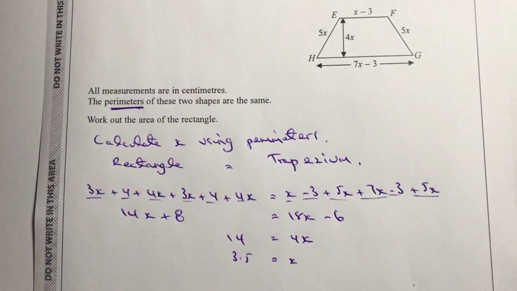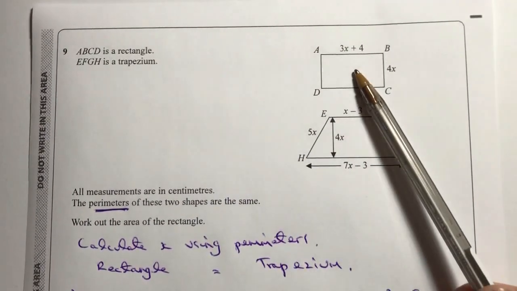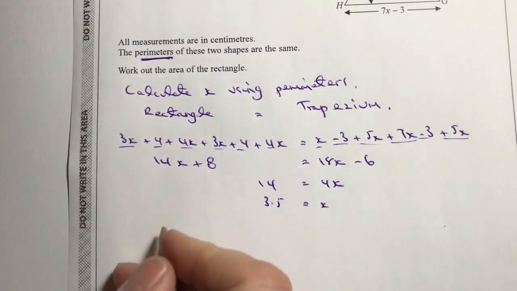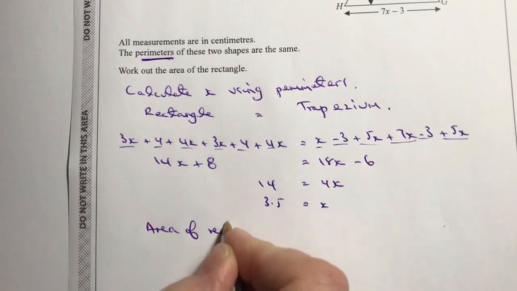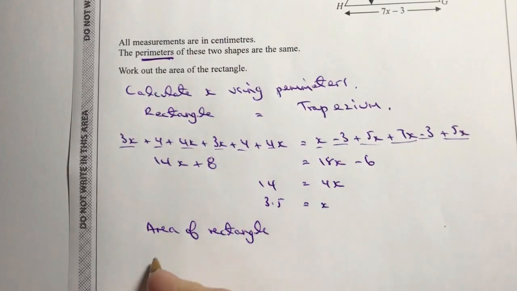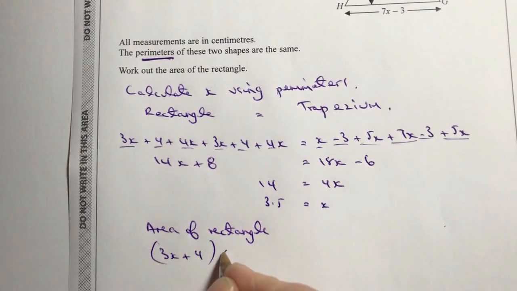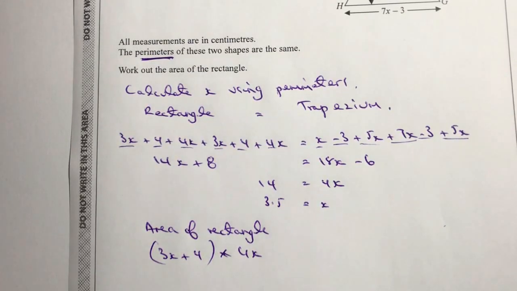Okay, so I can just simply take that value of 3.5 and work out the area of the rectangle by plugging it directly into here. Okay, so I know that the area of the rectangle is going to be the length of the rectangle multiplied by the height. So the length of the rectangle is going to be 3x plus 4, and that's going to be multiplied by 4x. Okay, so I know that the value of x is 3.5, so let's just put this in now.